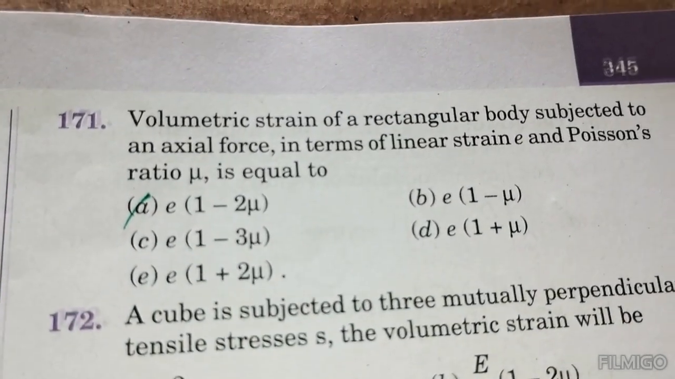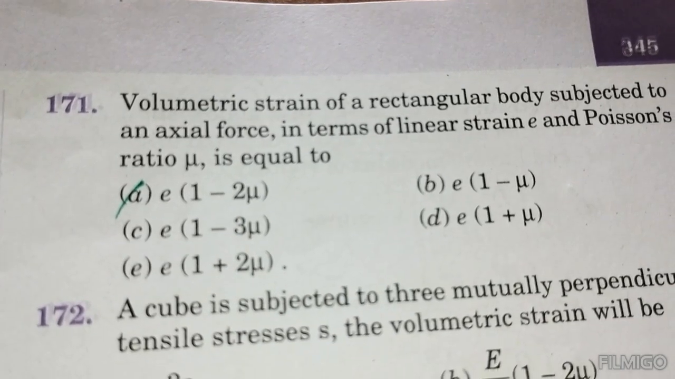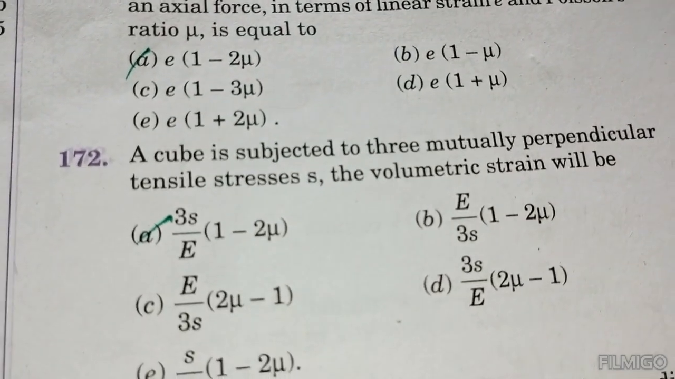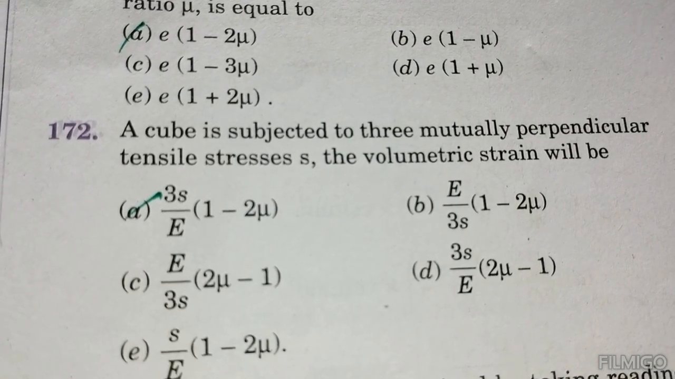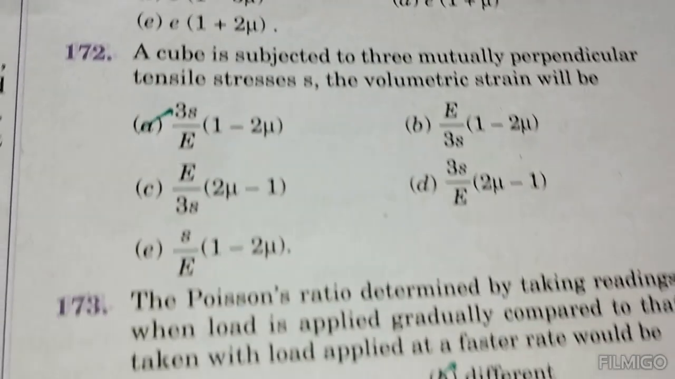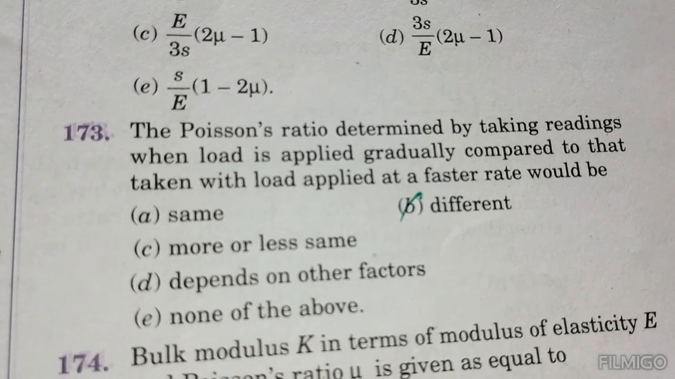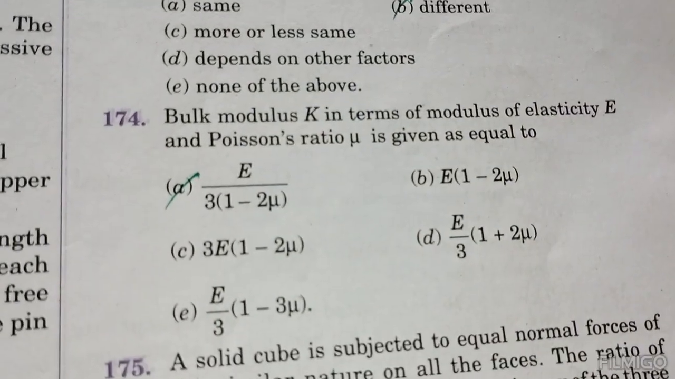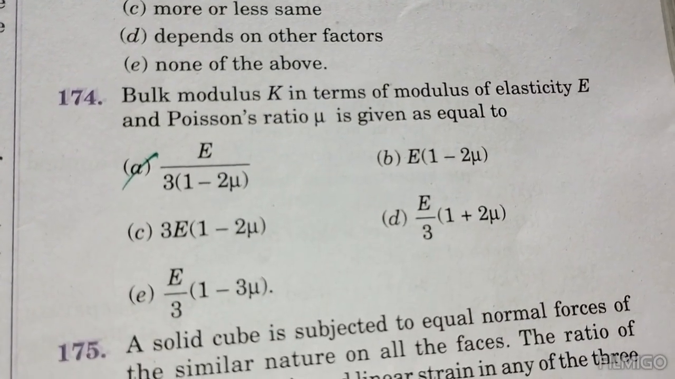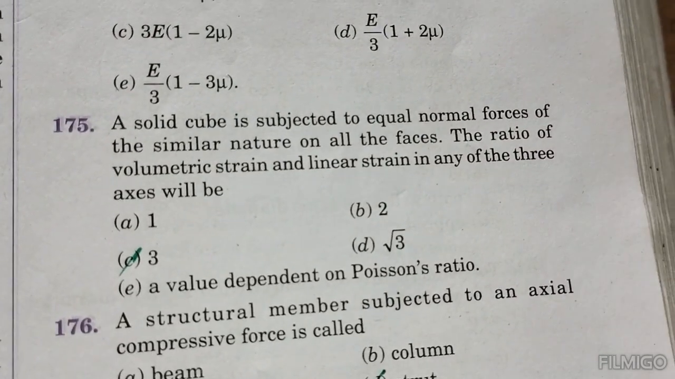The volumetric strain of a rectangular body subjected to an axial force, in terms of linear strain and Poisson's ratio mu, is equal to E of 1 minus 2 mu. A cube is subjected to 3 mutually perpendicular tensile stresses; the volumetric strain will be 3s by E into 1 minus 2 mu. The Poisson's ratio determined by taking readings when load is applied gradually is compared to that with suddenly applied load. Bulk modulus K in terms of modulus of elasticity E and Poisson's ratio is equal to E by 3 of 1 minus 2 mu.